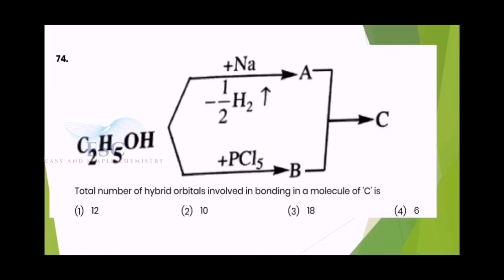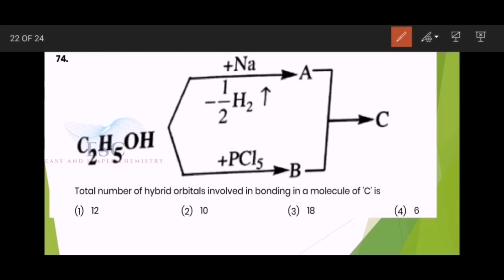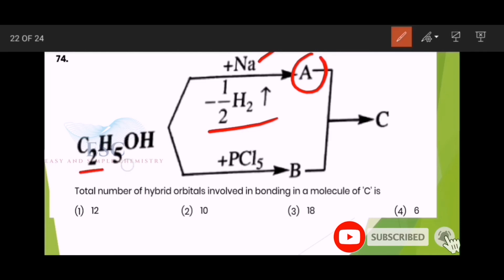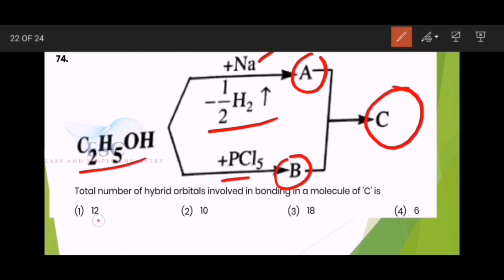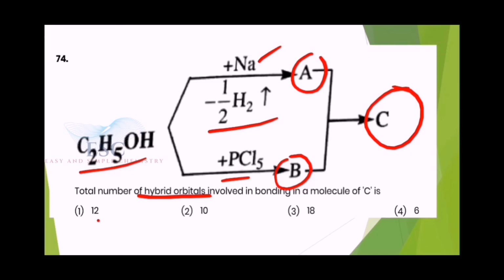The 74th question: ethyl alcohol reacts with sodium, with loss of H2, that is loss of one hydrogen, to form A, and ethyl alcohol reacts with PCl5 to form B. So what is the product C? Here the question is the total number of hybrid orbitals involved in the bonding in a molecule of C. So write the reactions, find the compound C and find the number of hybrid orbitals in the structure of C. So see the solution.